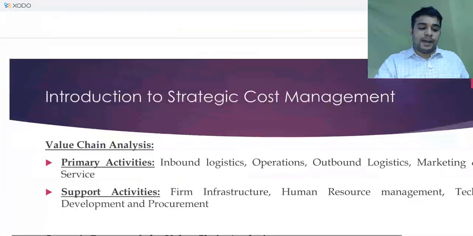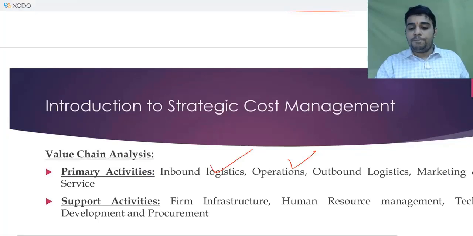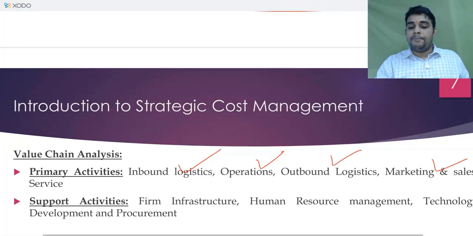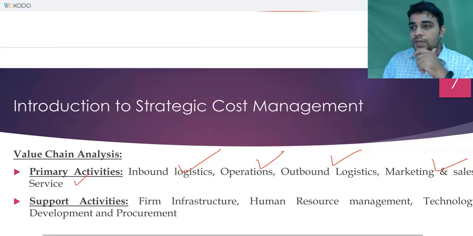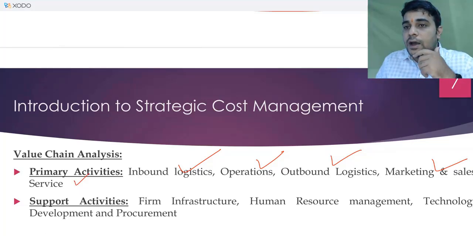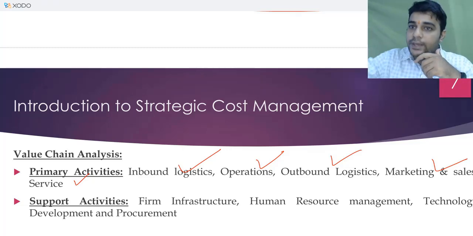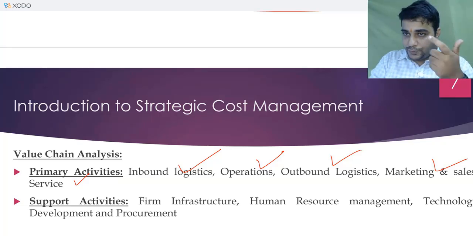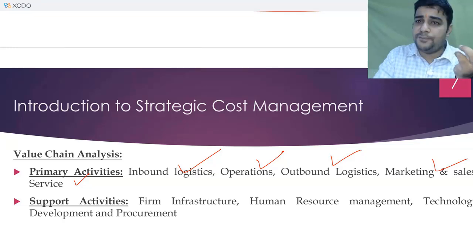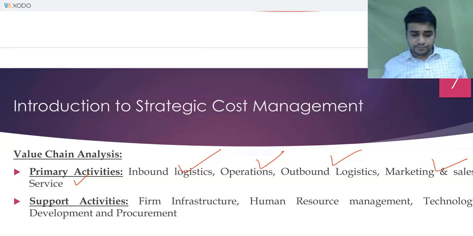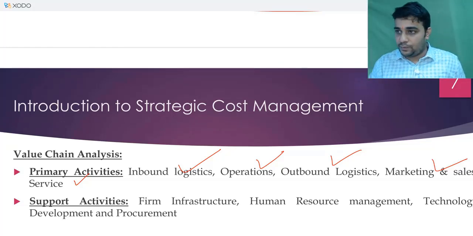So these are your primary activities: inbound logistics, operations, outbound logistics, marketing and sales, and service. Raw material coming into the company, raw material getting converted into a finished product, finished product going out. Customer should know about it, so I'll have to do some marketing, and then finally he may need some support.